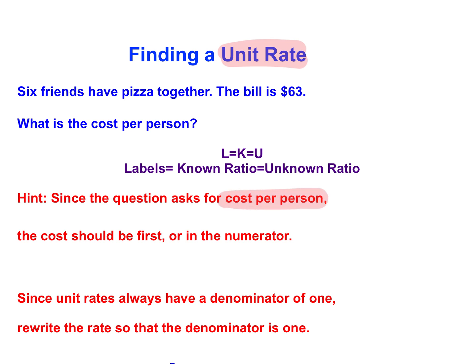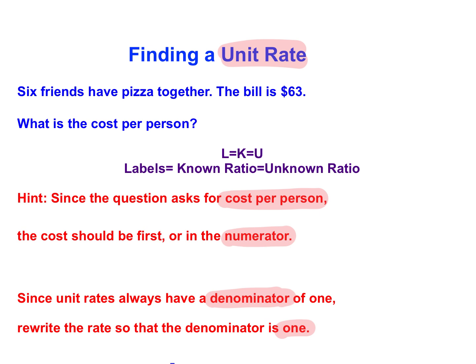And you are filling in what I'm highlighting. And then we'll talk about this as well. So if we look at this, the rate that's given, it says 6 friends have pizza together and the bill is $63. What is the cost per person?